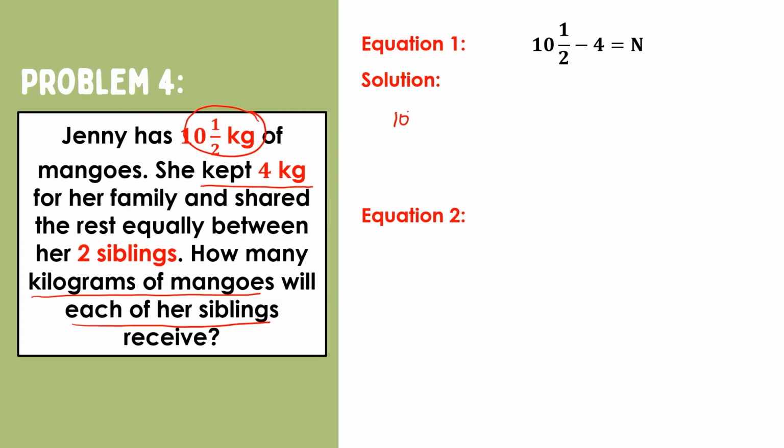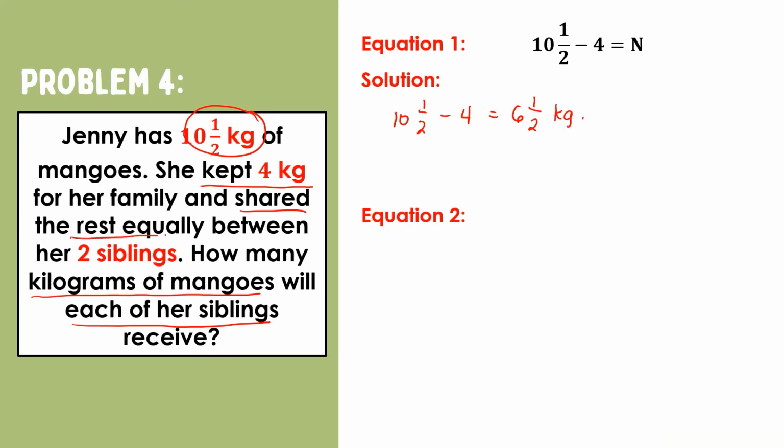In subtracting fractions, remember that when the subtrahend is a whole number, we directly subtract it from the whole in the minuend. No need for regrouping. So, we'll have 10 minus 4, that is 6. Then, we copy the fraction 1/2. So, 6½ kilograms of mangoes were left, and this is what Jenny shared equally between her siblings.